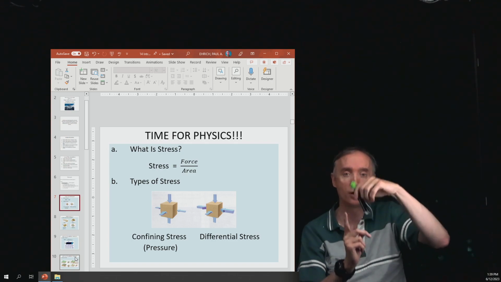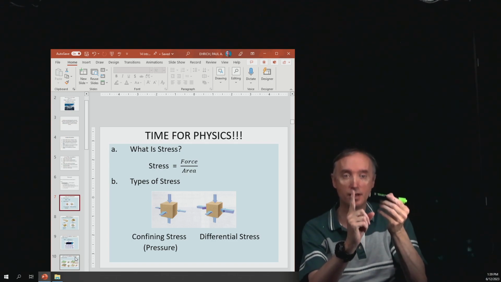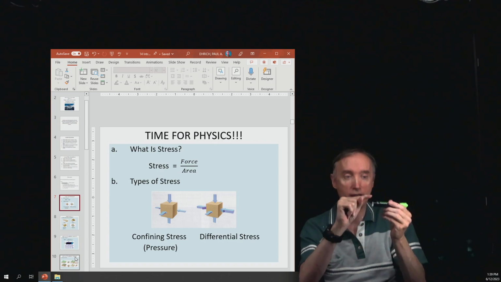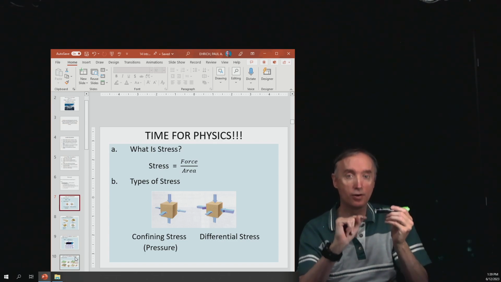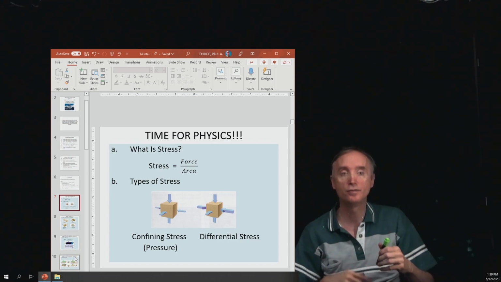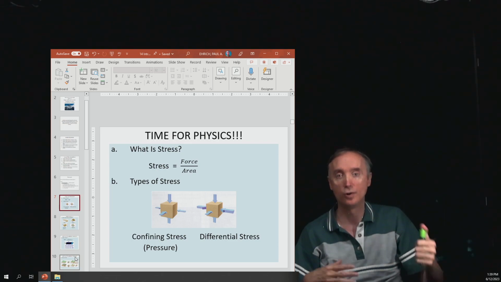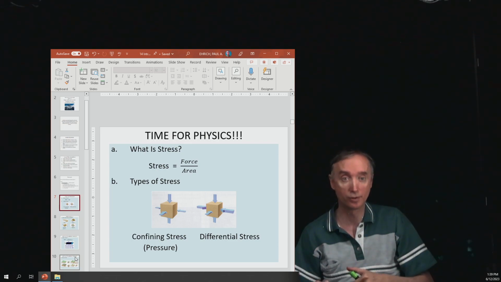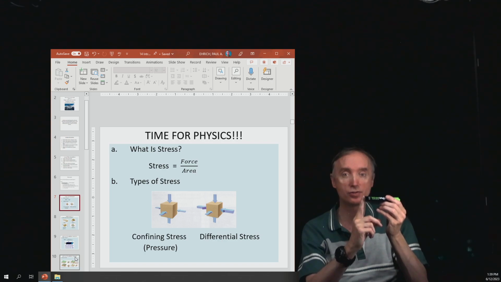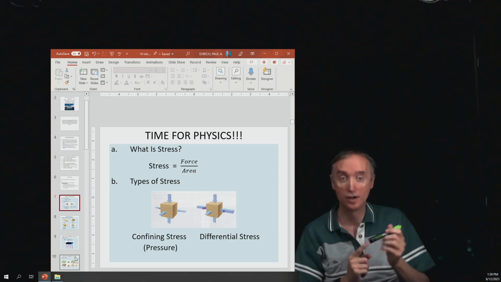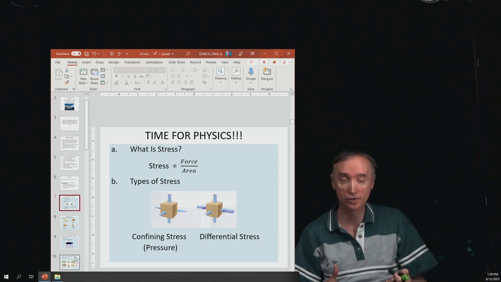Now if you take the rubber end of your pencil and you push against your finger, the area of the rubber end is larger. So this time if you're dividing by a large number, what comes out is a small number. So it doesn't apply as much stress to your finger. You're applying the same amount of force, but because the area of contact is either large or small, that's affecting the stress. So there are two different kinds of stress.